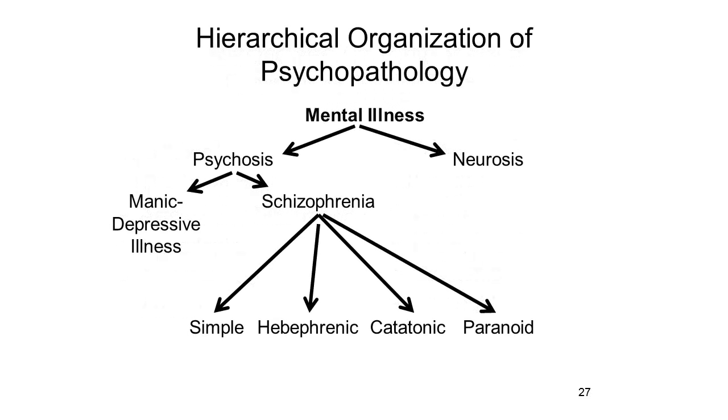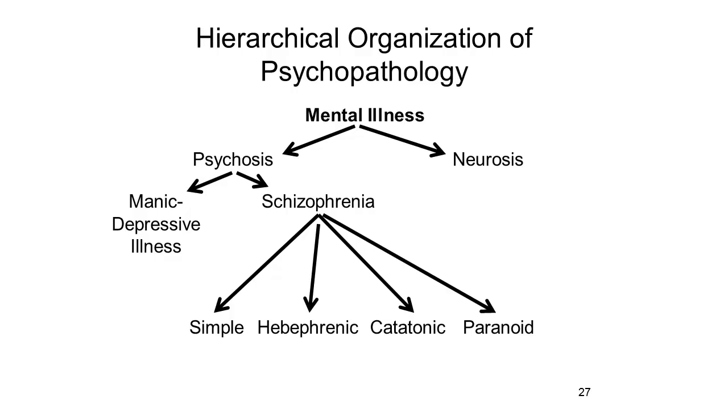The result was a nested hierarchy, just like the ones we're familiar with from the lecture on categorization. There were 2 major forms of mental illness, psychosis and neurosis, 2 major forms of psychosis, manic depressive illness and schizophrenia, and 4 forms of schizophrenia, simple, hebephrenic, catatonic, and paranoid.